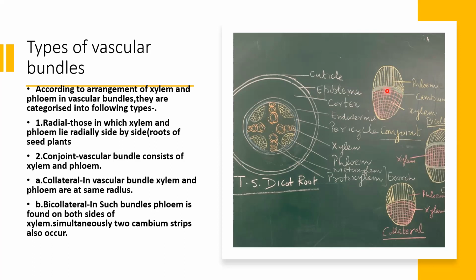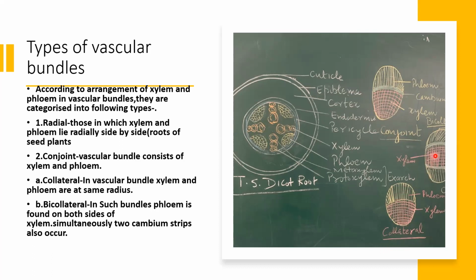If cambium is present, we call these vascular bundles open type. Now, this is another category. Again, this is xylem and this is phloem. No cambial strip is there. If cambial strip is not there, we will call the vascular bundles closed. But xylem and phloem are present at the same radius. If in a vascular bundle, xylem and phloem are present at the same radius, we will use the word collateral. If xylem and phloem both are present, we will use the word conjoint. If they are present at the same radius, we'll use the word collateral.